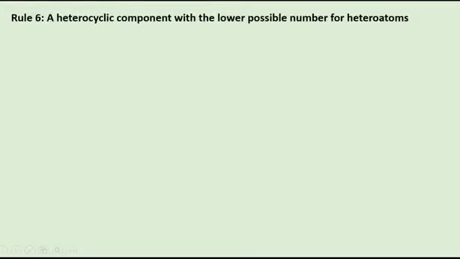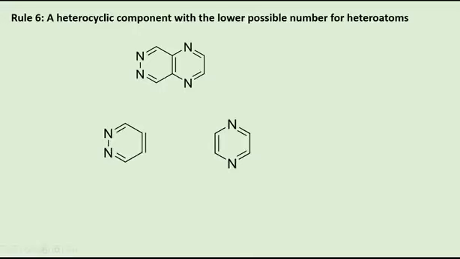Rule 6: a heterocyclic component with the lowest possible number, or locant, for the heteroatom. Here we have two nitrogens on one ring and two nitrogens on the second ring. If we do a regular naming, first we split it, so we have two rings. Now you decide which is the major ring and which is the minor ring, according to this rule: the heterocyclic component with the lower possible locant for the heteroatom.